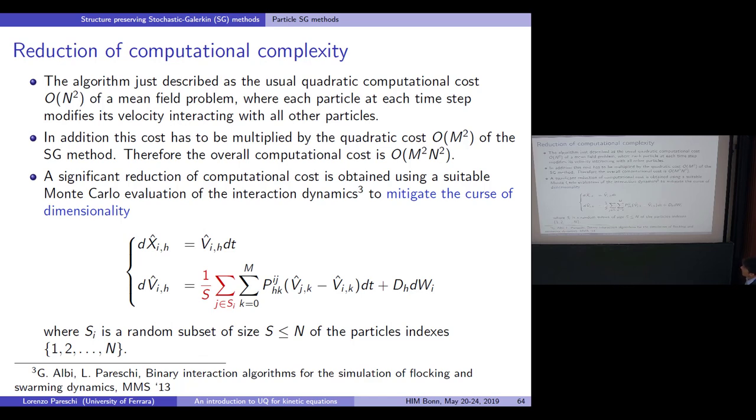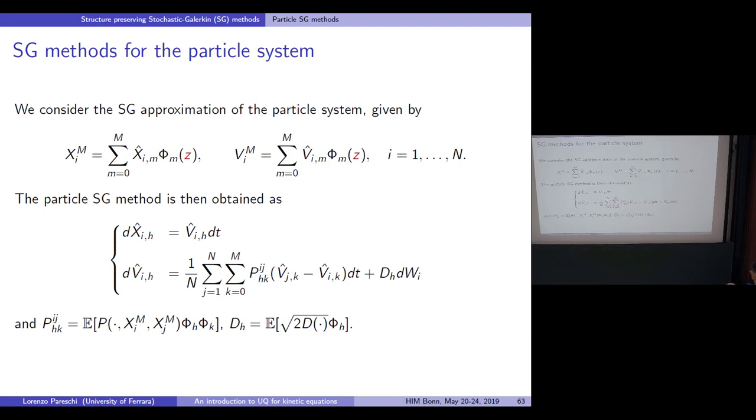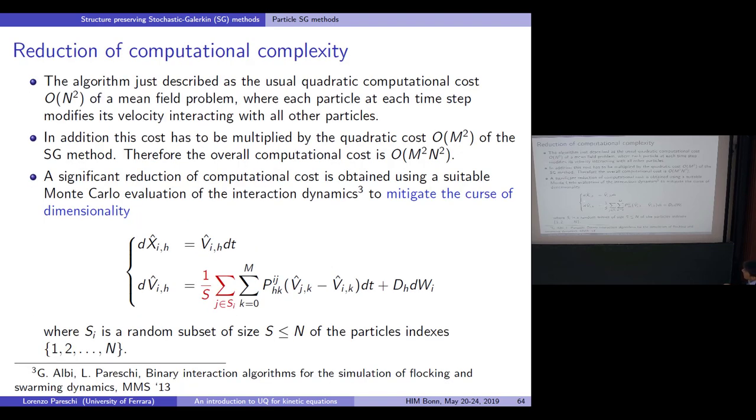We can obtain a strong reduction of computational complexity by using a suitable Monte Carlo evaluation of the interaction dynamics that we developed together with Giacomo Albi some time ago for general problems of this type. The idea is the following: instead of solving the original problem, where you have the whole cost, for each particle i you select a random subset of size s, which is less than or equal to n, of your particle indexes, and instead of averaging over the whole set of particles, you average over a subset sampled uniformly at random from your original set. So basically, you use a Monte Carlo evaluation of a sum.